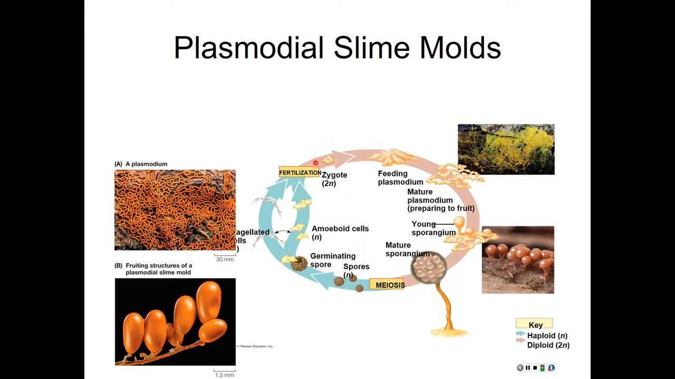So here, what we have going on is that if we were to start right here, we have our diploid single amoeba type cell, and it divides and divides and divides and becomes a feeding plasmodium. When the environment signals it to, it stops dividing, sends up a sporangium. Within this sporangium, diploid cells will undergo meiosis to create haploid spores. These spores will germinate, and one of 2 cell types will come out, either these amoeba type cells, or we also get a different form of cells, these flagellated cells.